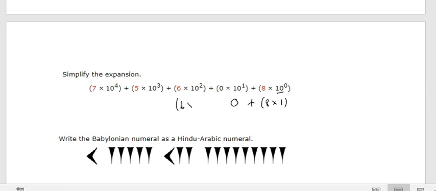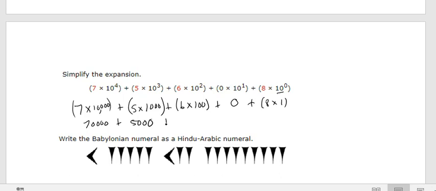Here we get 6 times 10 squared. 10 squared is 100. And then we get 5 times 10 cubed, which is 1,000. And 7 times 10 to the fourth, which is 10,000. So 7 times 10,000 is 70,000 plus 5,000 plus 600 plus 0 plus 8. So if we put this together, we get 75,608.